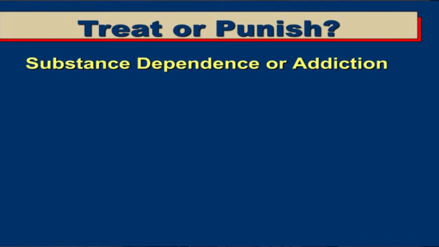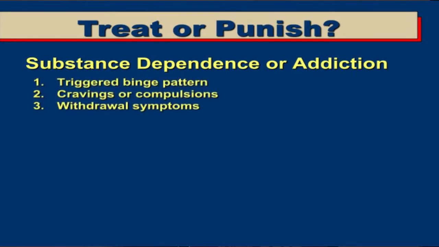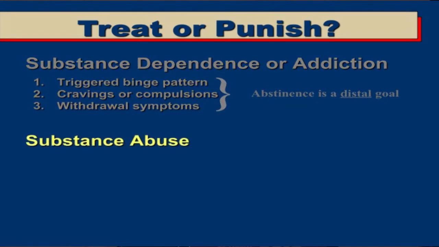For people who are truly and correctly diagnosed as addicted, and they have a triggered binge pattern, cravings, or withdrawal, abstinence is a distal goal. For people who are abusers, abstinence is a proximal goal, which means in Phase 1, your proximal behaviors for addicts are getting up on time, following a curfew, getting to your sessions on time, finding a sponsor, getting your assessments. In other words, faking it till you make it, going through the program and stabilizing your routine. That's Phase 1. Phase 2 is initiation of sustained sobriety. Abstinence is distal in Phase 1. It becomes proximal going into Phase 2.